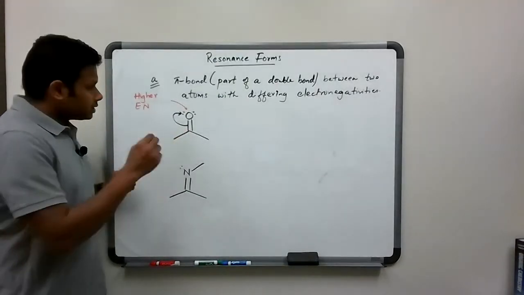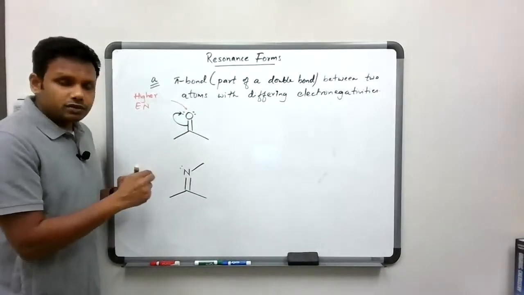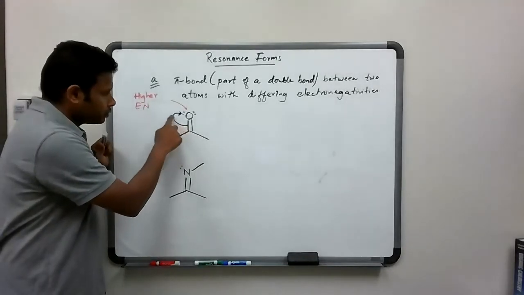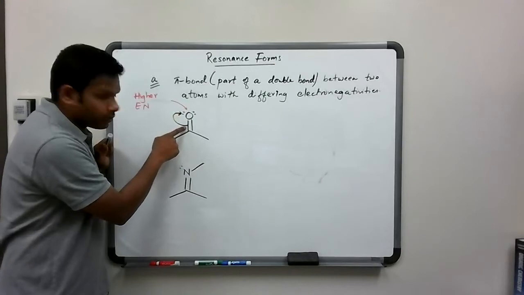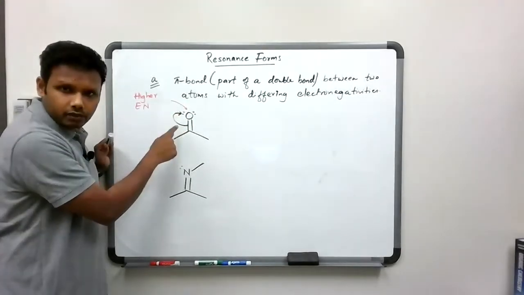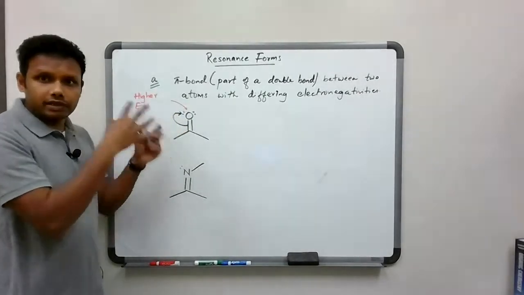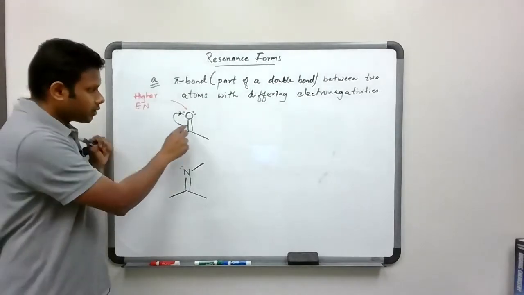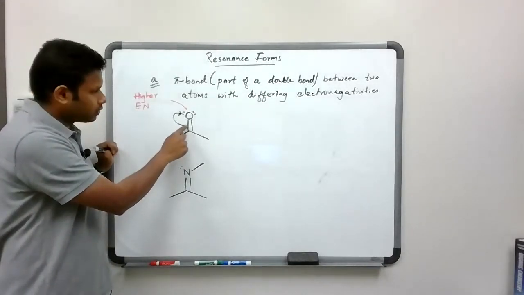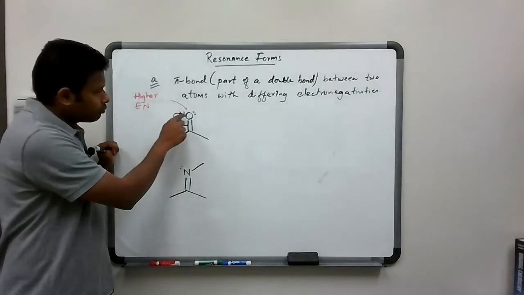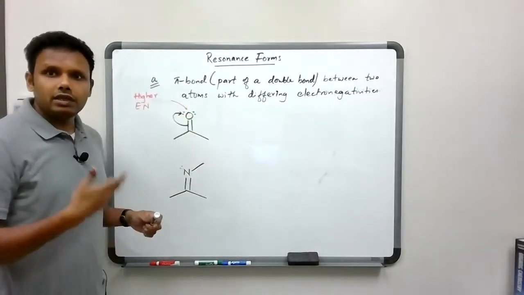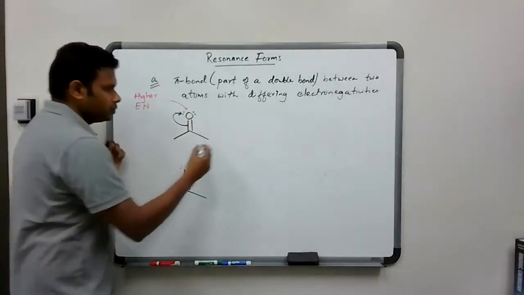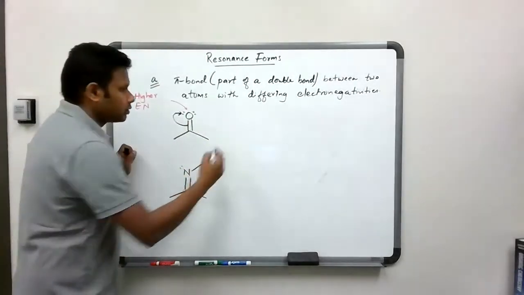And since I'm moving electrons from the pi bond to the oxygen atom, my arrow starts from the center of that pi bond where the electrons are. So that's the source of electrons. The arrow starts from the source of electrons, and the head of the arrow points to the atom where the electrons would eventually end up, okay? So let's draw the resulting structure.